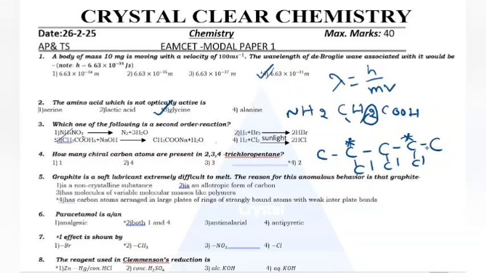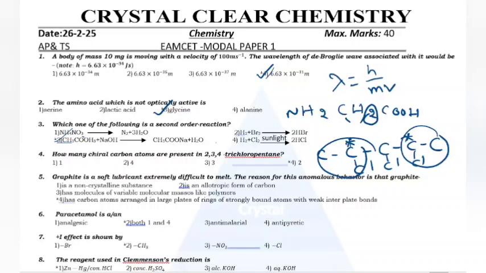What about this third one? It appears to be chiral, but it is not a chiral carbon because it's not an asymmetric carbon. If you consider this group and this particular group, both are the same. As these two groups are the same, it's not a chiral center. So in total, how many are there? Two. So the number of chiral centers is two.